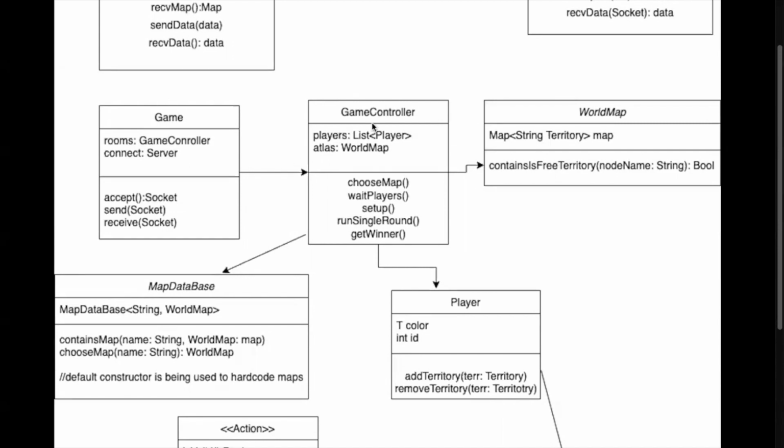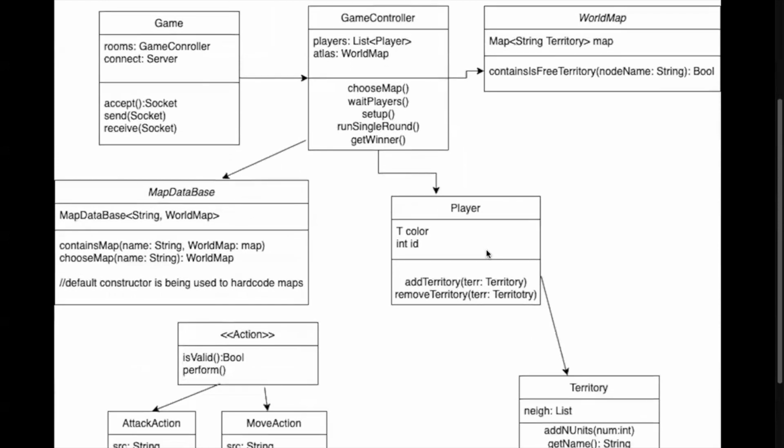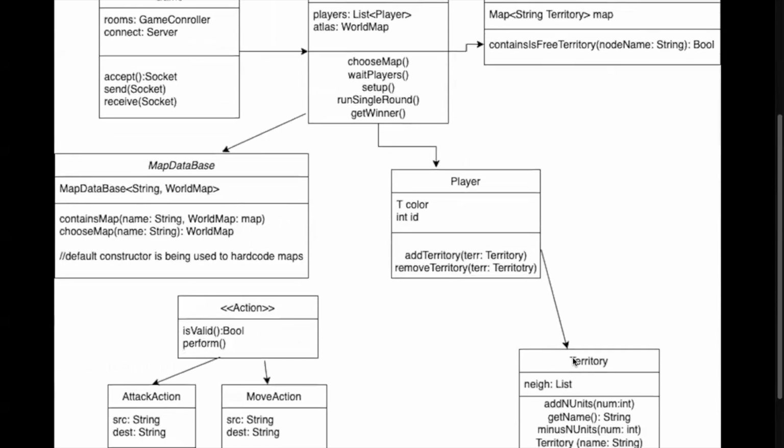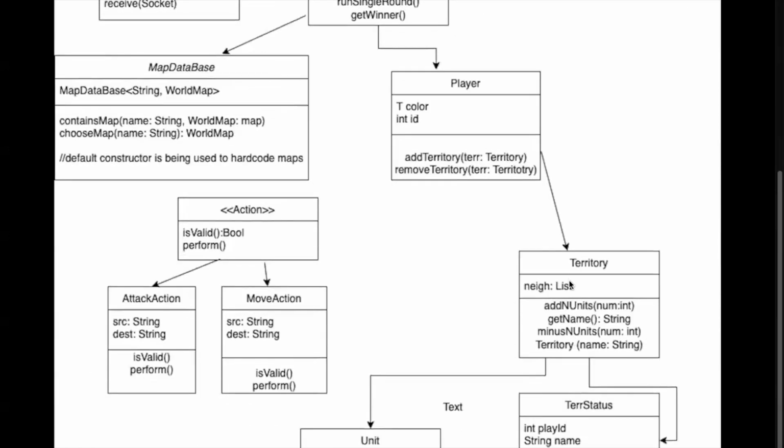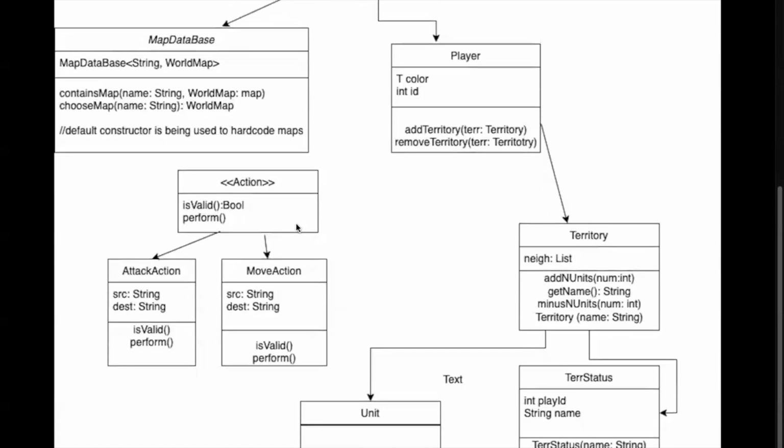One key class is the game controller. It decides the map we use, validates the action from the user, and also determines whether the game has ended or not. Inside the class player, it has the attribute of color, and it also has some territories. In the territory class, it has attributes neighbor and unit. We also have an interface for action, and the attack action class and the move action class implement the action.